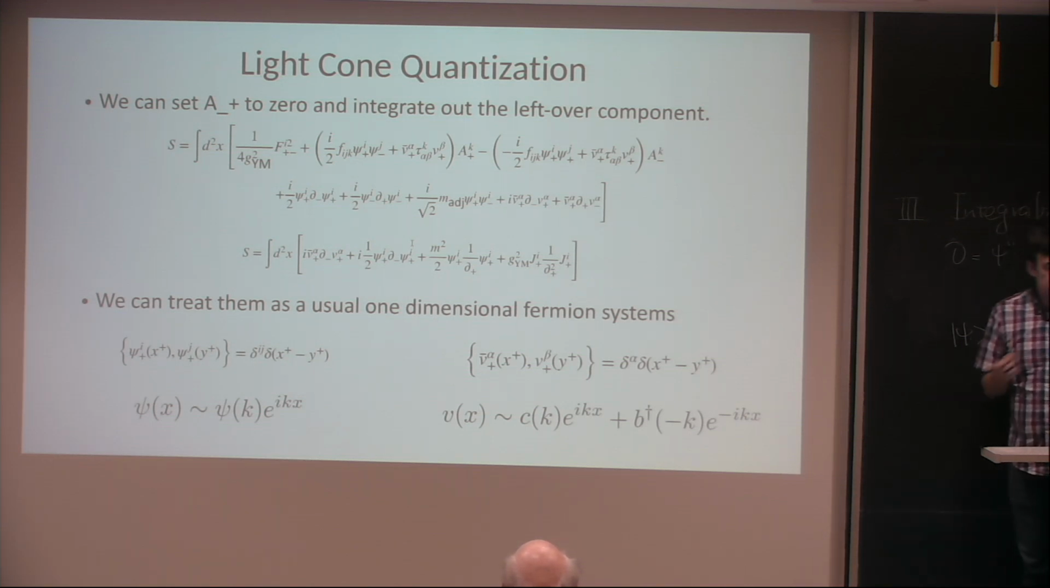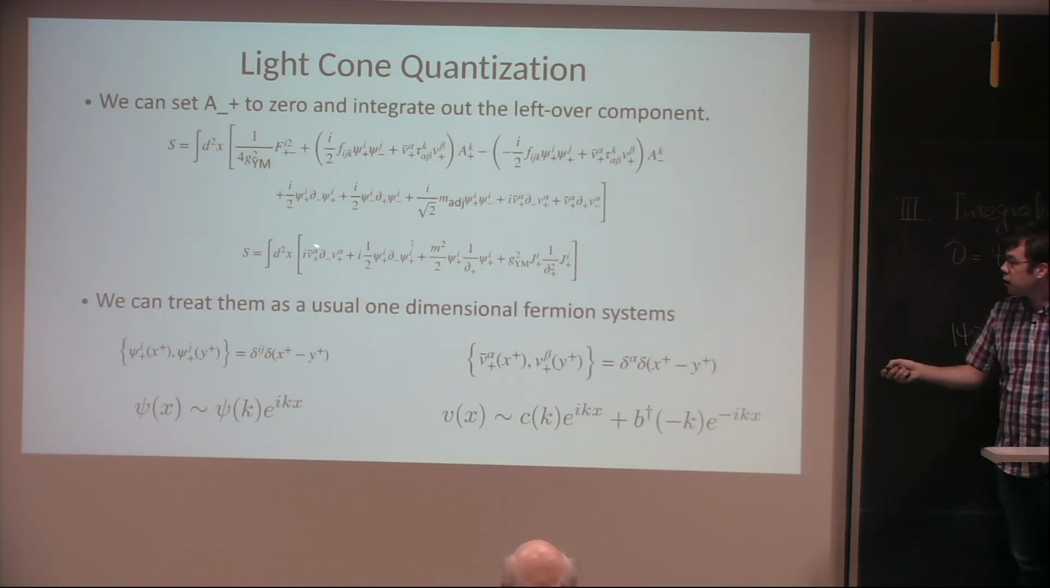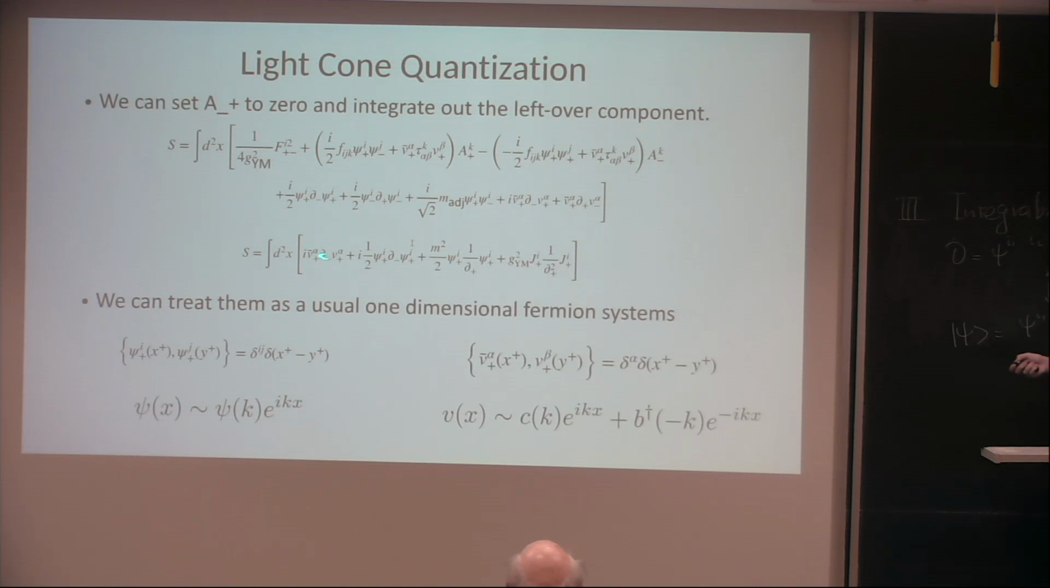And now we can treat this as usual, and we forget what our special component is. If we now treat the x plus or x minus component as a special component, we can say that it's just a simple model describing propagating fermions that have a very strange kinetic term and this interaction.